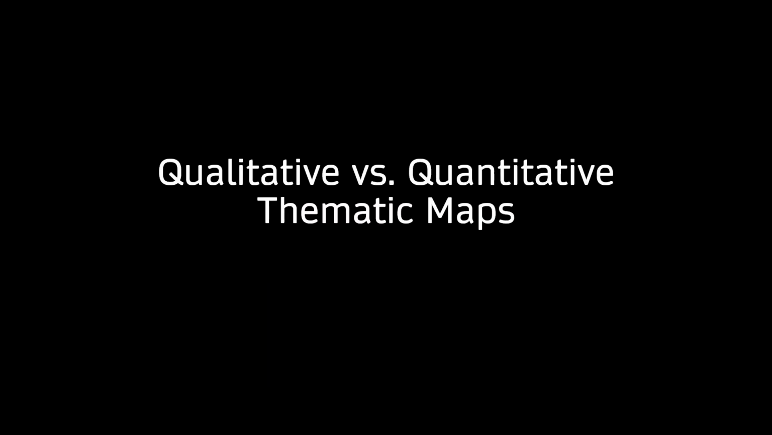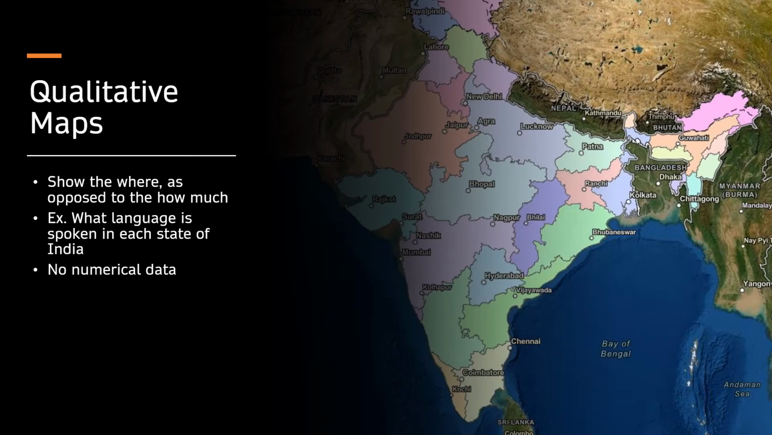Okay, now there's two main kinds of thematic maps, so let's talk about those real quick. And that's going to be a qualitative thematic map versus a quantitative thematic map. So a qualitative thematic map is going to show the where as opposed to the how much of something, right? In the example we're looking at here, we are looking at the official language spoken in each state of India, right? So there's no numerical data being displayed here. It's not showing us a percentage of A, B, or C languages spoken. It's just strictly saying this is the state boundary and this is the official language spoken within that state.